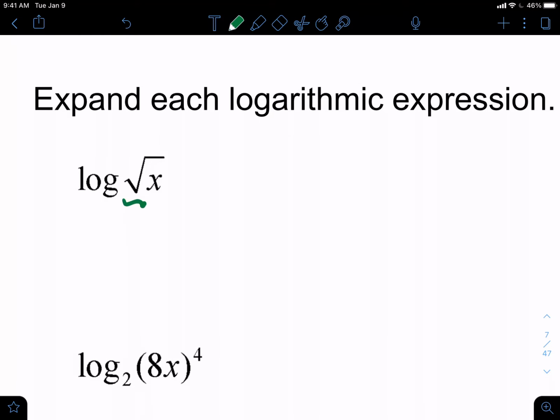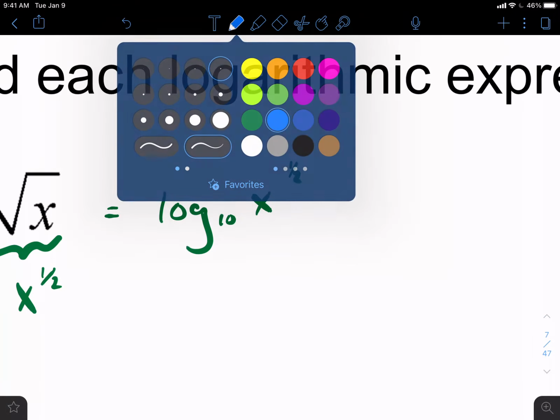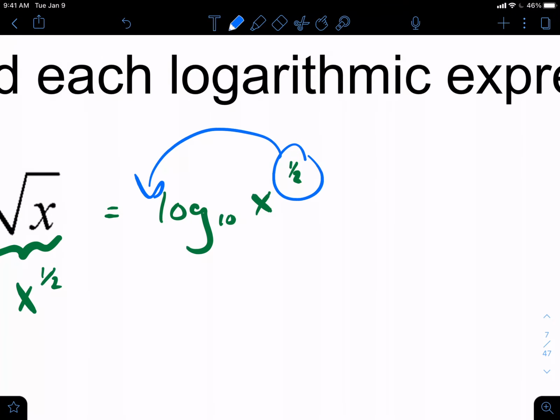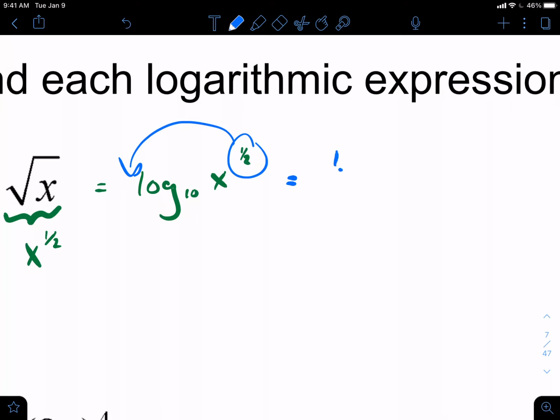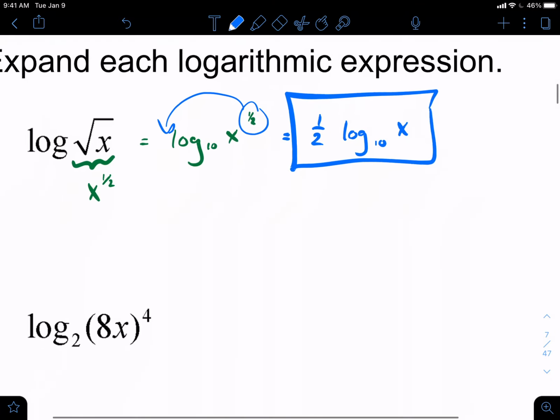Whenever you see a square root, remember you can write this as x to the 1/2 power. So I can really rewrite this and say that this is just log, well, essentially if there's no base, you could just write 10 if you wanted, of x to the 1/2 power. Now, since this piece has an exponent, that exponent needs to be pulled down in front. So we can rewrite this as 1/2 log base 10 of x, and that will be our final answer. The exponent gets pulled down in front.